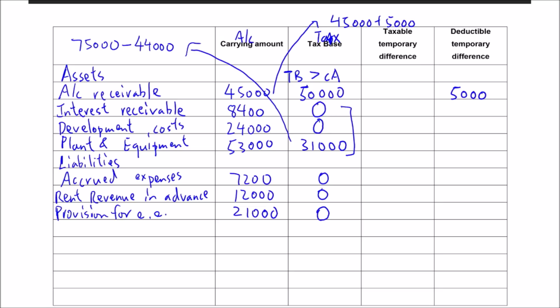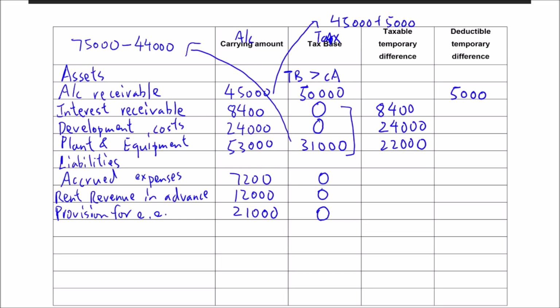For interest receivable, development costs, and also plant and equipment, every single one of them has a carrying amount that's higher than the tax base. As a result, every single one of them will have a taxable temporary difference. That's how you work out taxable or deductible temporary difference for assets.